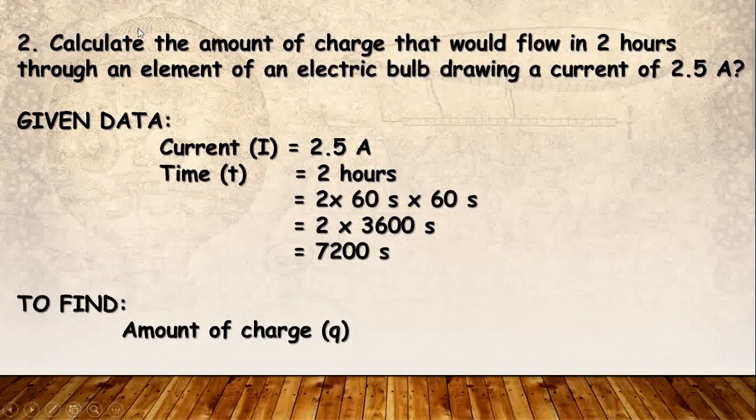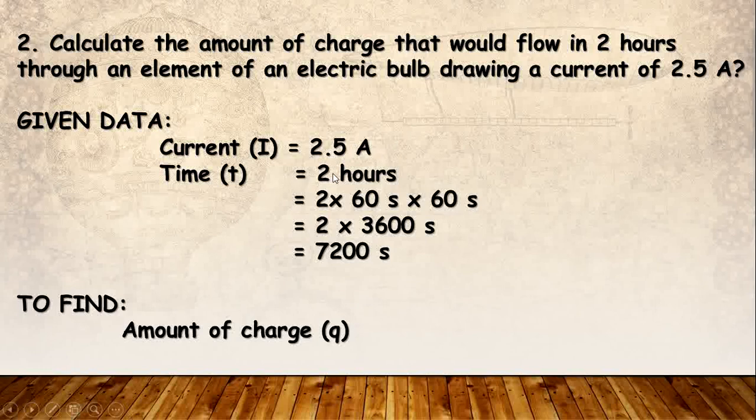Second problem: calculate the amount of charge that would flow in 2 hours through an element of an electric bulb drawing a current of 2.5 ampere. We have to find out the electric charge. The time is given as 2 hours and the current value is given as 2.5 ampere. So the current I is equal to 2.5 ampere. Time T is equal to 2 hours.